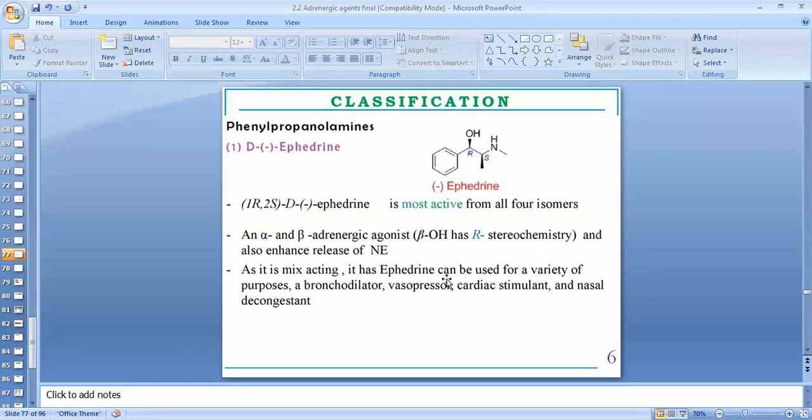It is mixed action, meaning it acts on both and shows both types of action. That's why it is used sometimes as a bronchodilator, vasopressor, cardiac stimulant, and nasal decongestant.